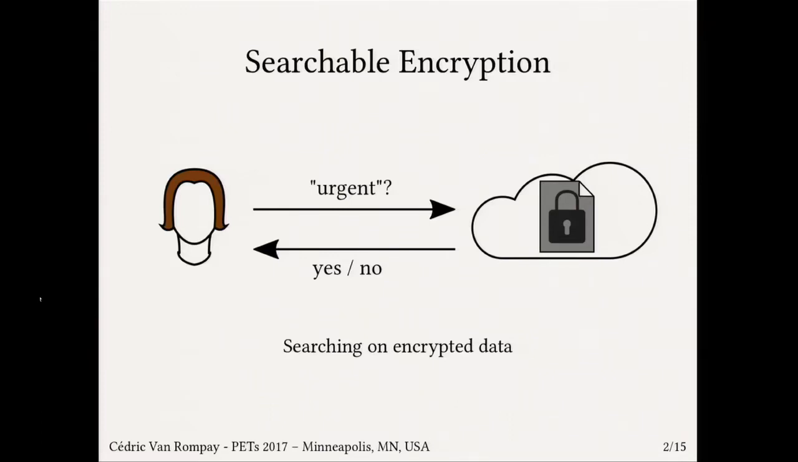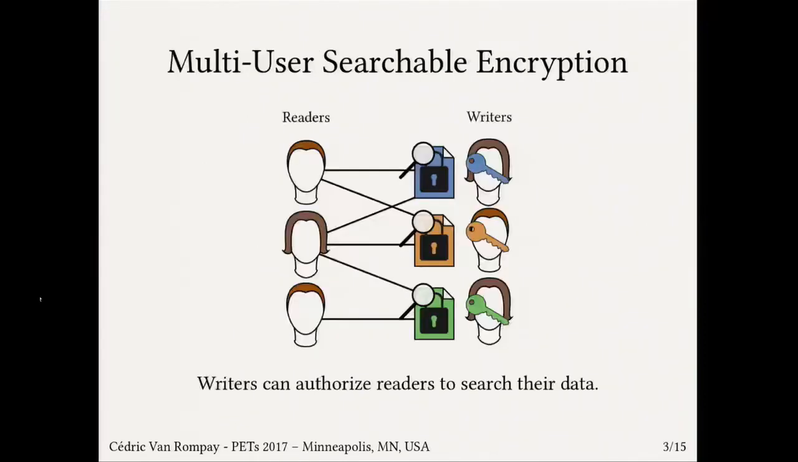In this talk, we'll mostly focus on this kind of simple search queries: is this keyword contained in the document? In this paper, we study the security of multi-user searchable encryption, or MUSE for short, that denotes searchable encryption with a large number of users that we split in two groups, the writers and the readers. The writers upload encrypted data to the server, and they can choose which readers are allowed to search their data.